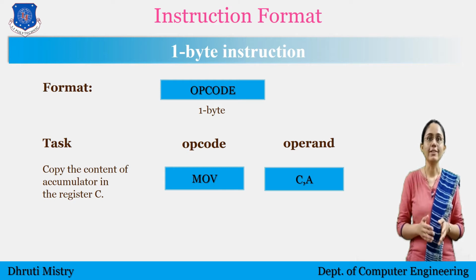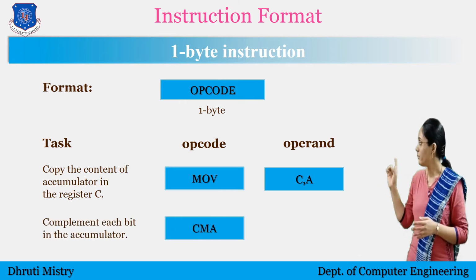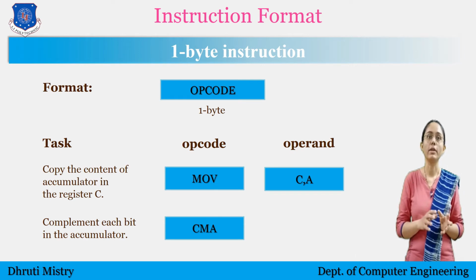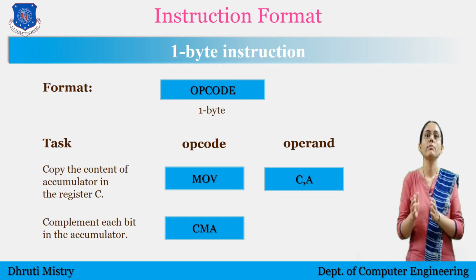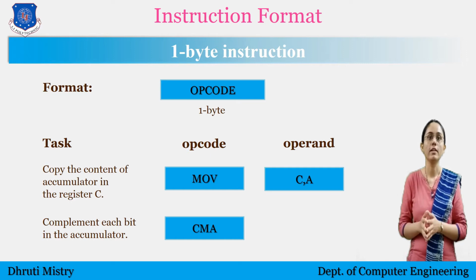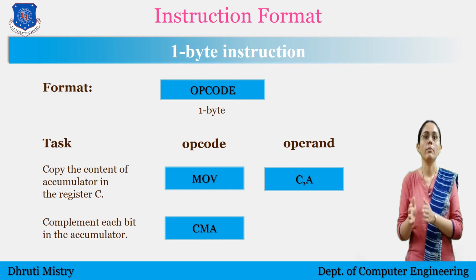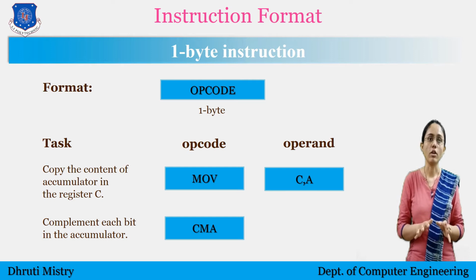Similarly, in the second instruction, that is CMA, means complement accumulator, the accumulator is assumed to be implicit operand. These instructions are in 8-bit binary format in memory and each requires 1 memory location. In short, if there is no numeral present in the instruction, then that instruction will be of 1 byte.